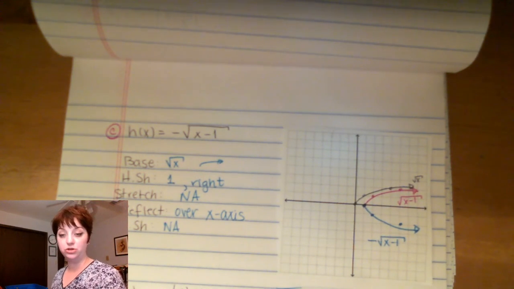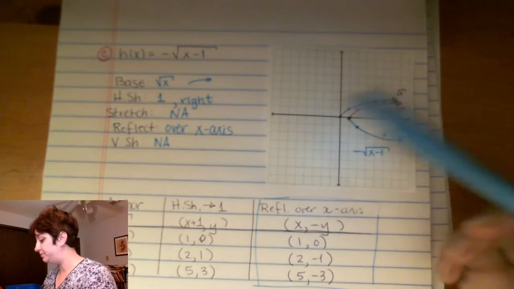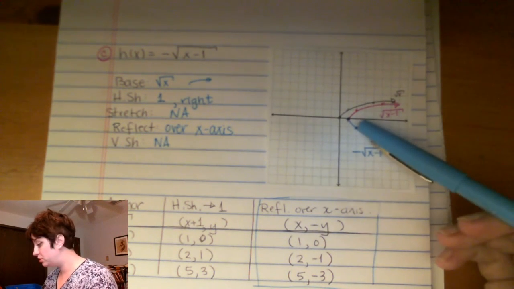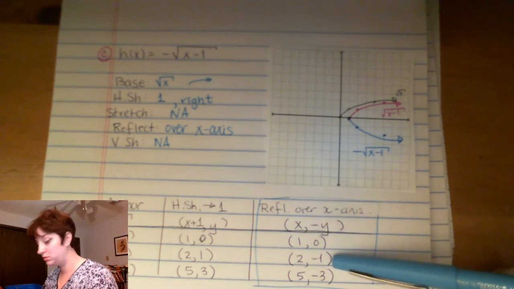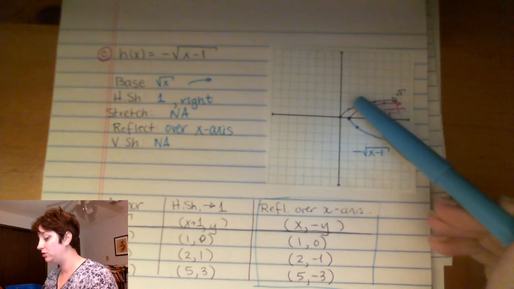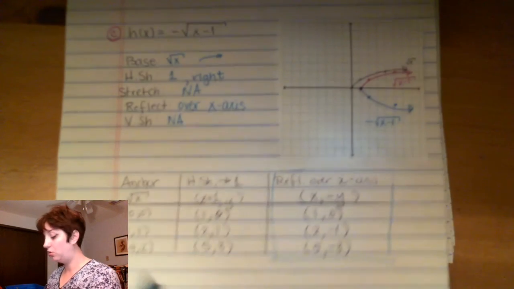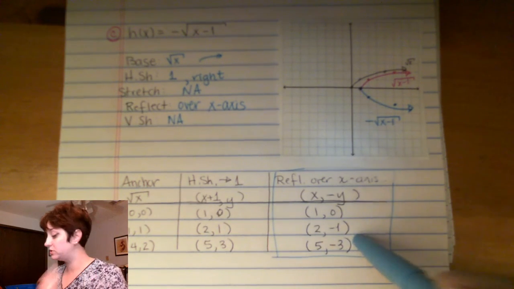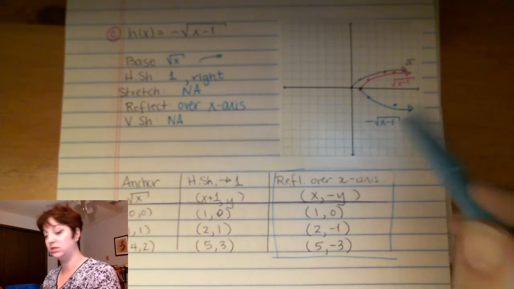So blue is your answer. 1, 0, which I have. 2, negative 1. 5, negative 3. So whether I graph each step or do the table and apply transformations to the points themselves and then just graph the result, I still get the same answer.